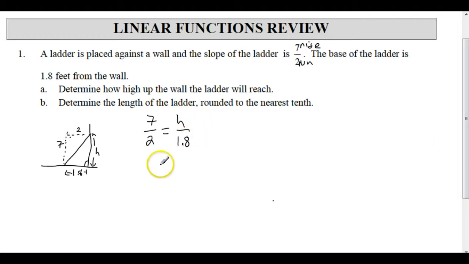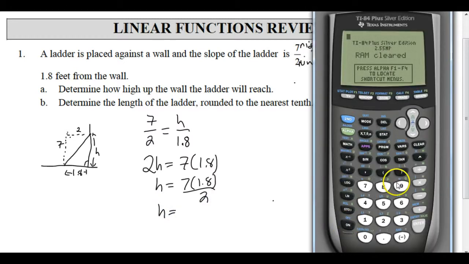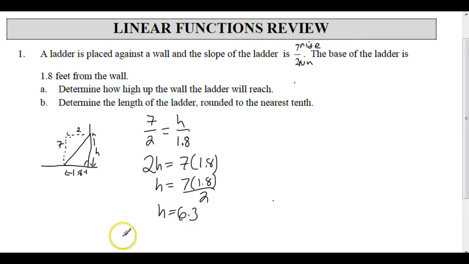So cross multiplying, we get 2h is equal to 7 times 1.8. And so h is equal to 7 times 1.8 over 2. h is equal to, and I'm going to pause and grab a calculator. Okay, so got a calculator. 7 times 1.8 divided by 2 is 6.3. So that's part A. The ladder reaches 6.3 feet up the wall.